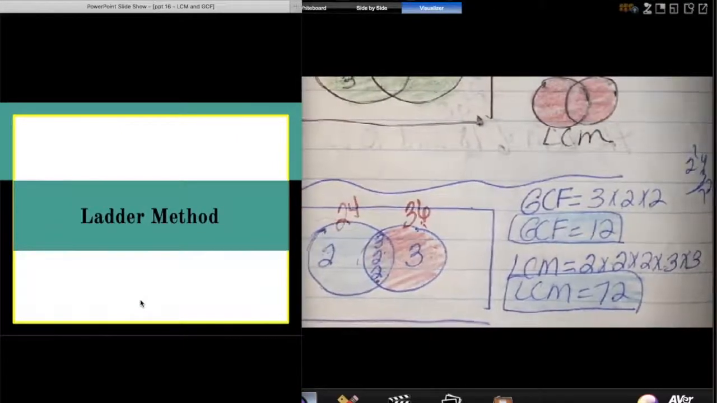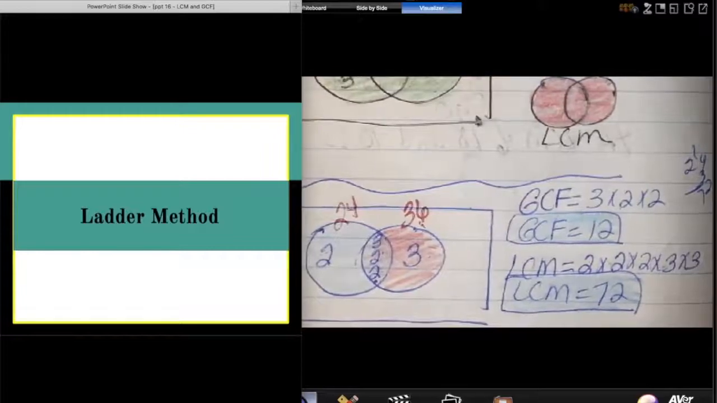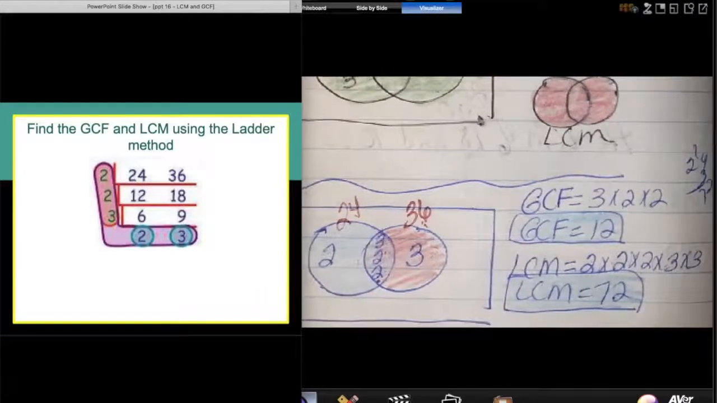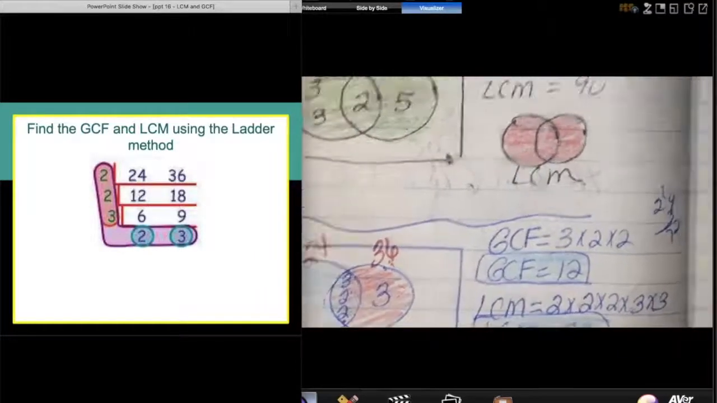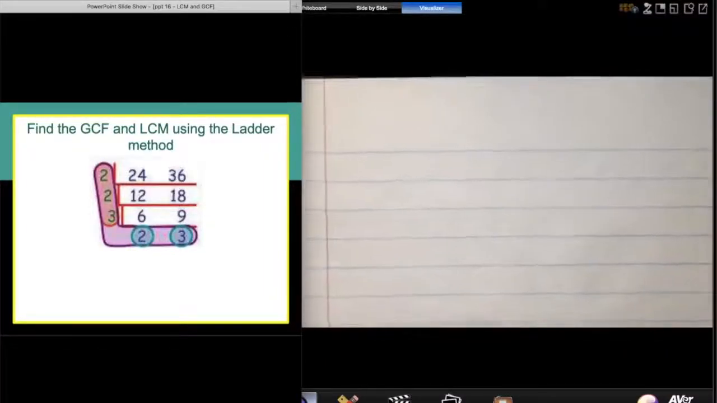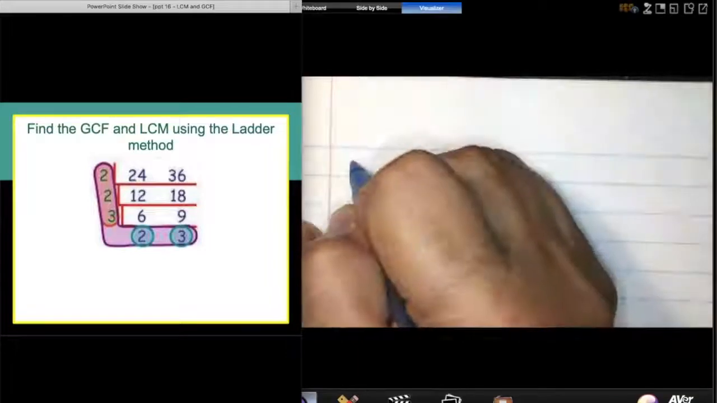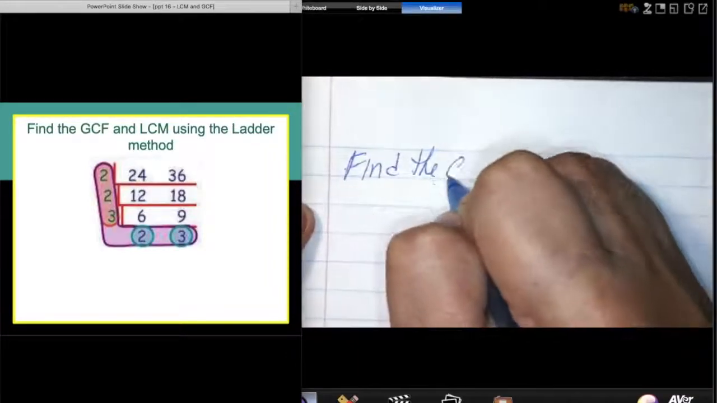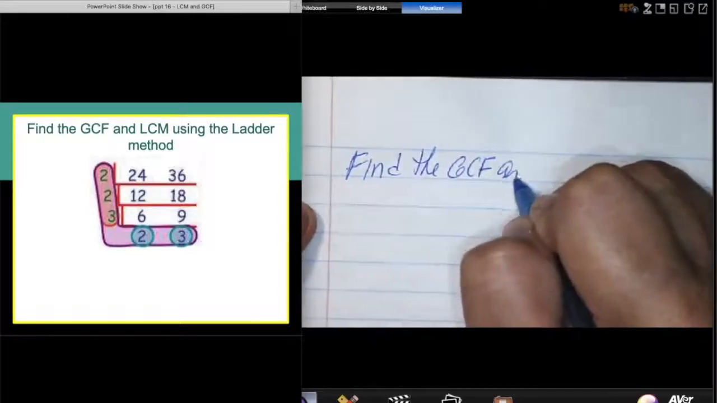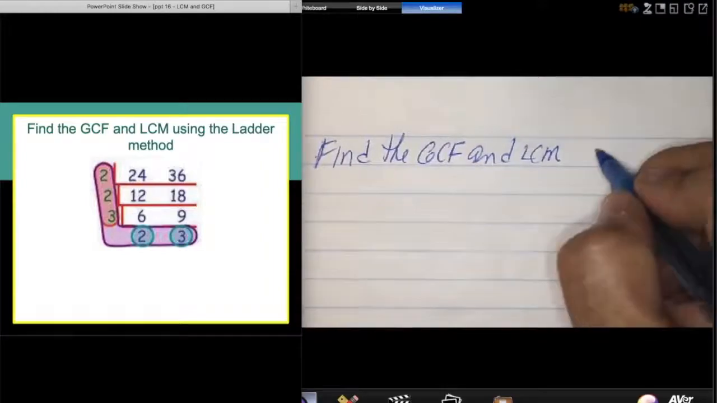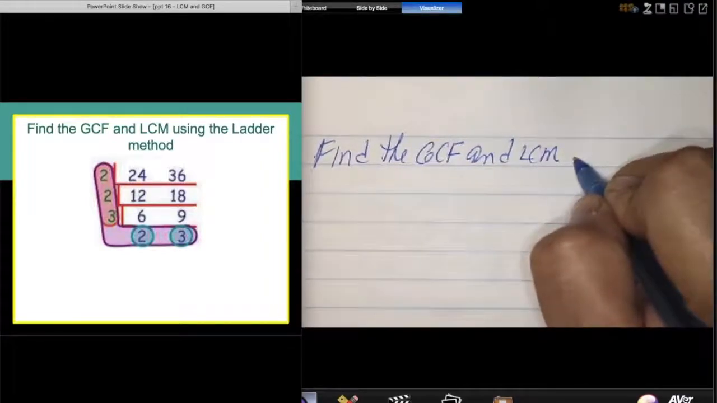Let's look at another method, which is new, or new to me anyway, and this is called the ladder method. So let's look at this example here. Go to the top of the next page, and we're going to find the GCF and LCM, and the two numbers represented there are 24 and 36.